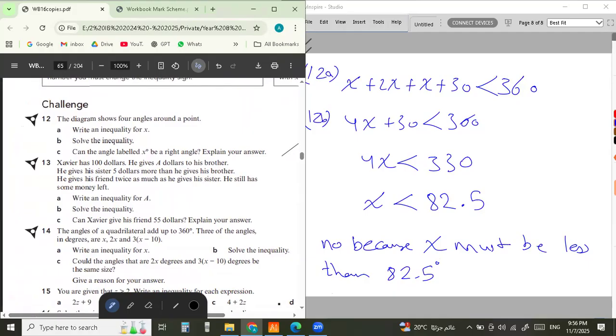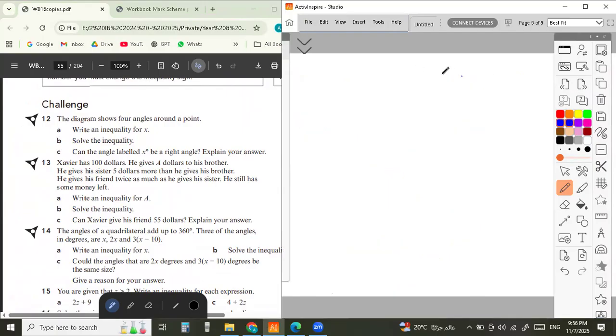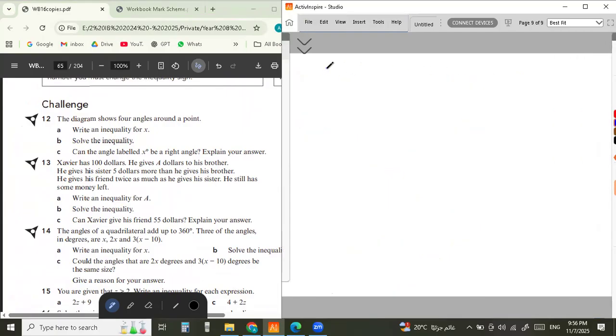Question 13. Xavier, or whatever that name is, I always fail in saying this name right, has $100. He gives $1 to his brother. So brother takes what? A. Then they're saying that he gives his sister $5 more than he gives his brother. So sister, $5 more, which is A plus 5.